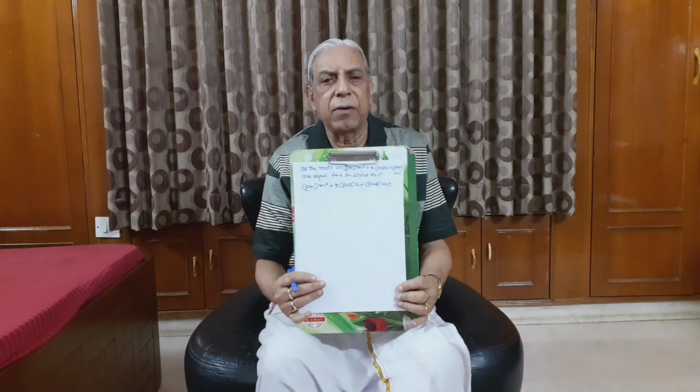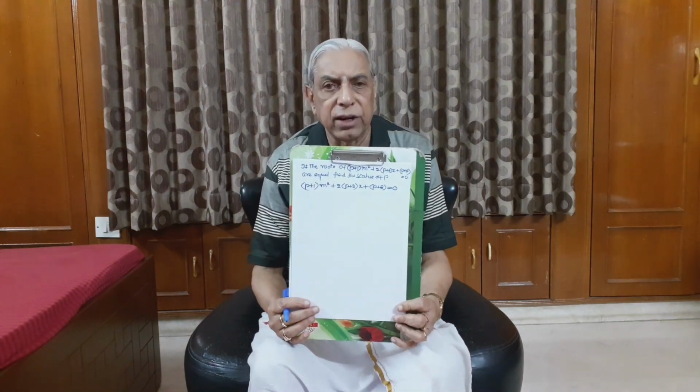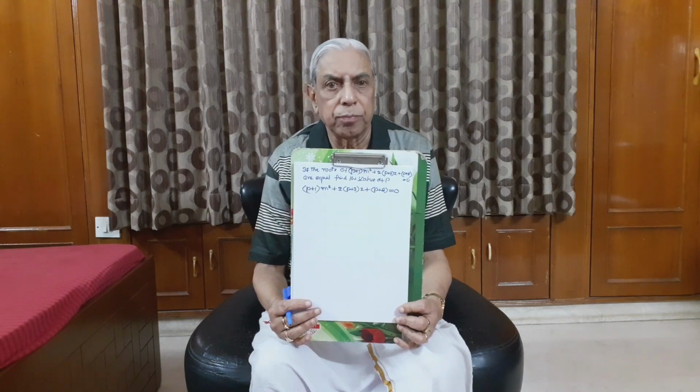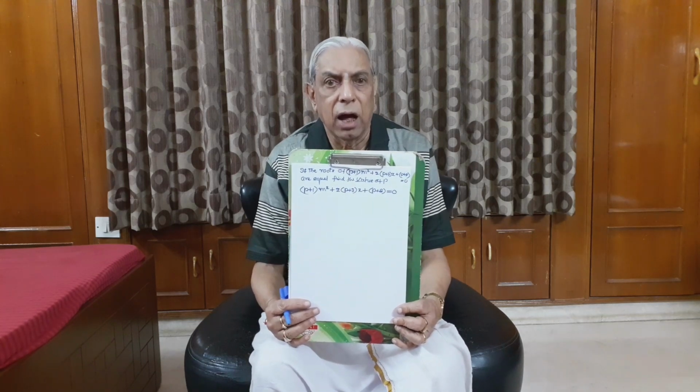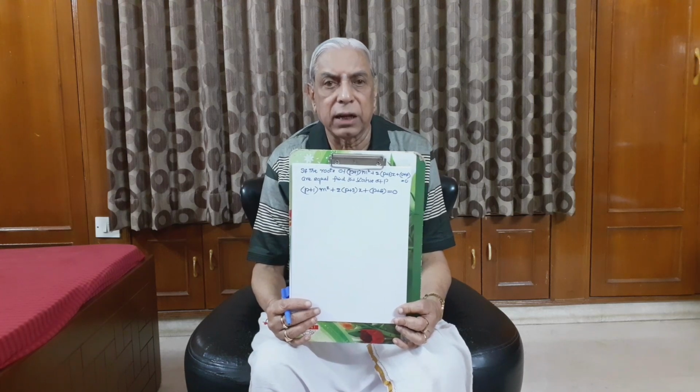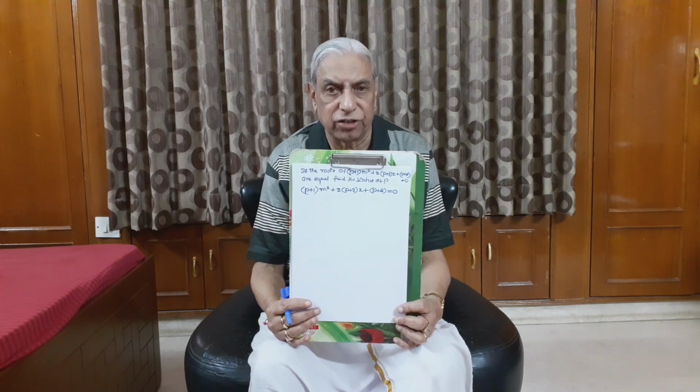You have already written the problem. Write the problem again. (P plus 1) into m squared, write it neatly, plus 2 times (p plus 3) into x plus (p plus 8) equals 0. Please see that? I have written the problem. You also write the problem correctly. When you copy from the question paper to your answer sheet, it must be perfect, and you need concentration.